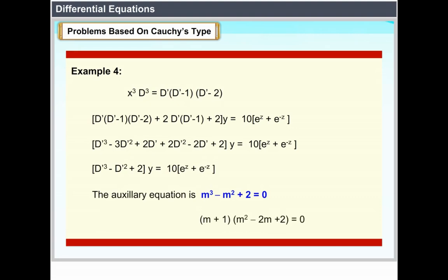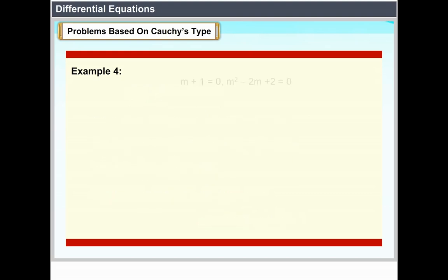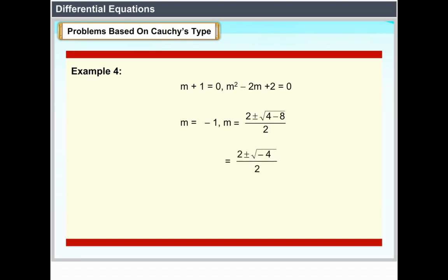Then (m plus 1)(m² minus 2m plus 2) equal to 0. If we put m plus 1 equal to 0, we will get m equal to minus 1. Then m² minus 2m plus 2 equal to 0. After solving this, we are getting m equal to 2 plus or minus square root of 4 minus 8, by 2, equal to 2 plus or minus square root of minus 4, by 2, equal to 2 plus or minus 2i by 2, equal to 1 plus or minus i.